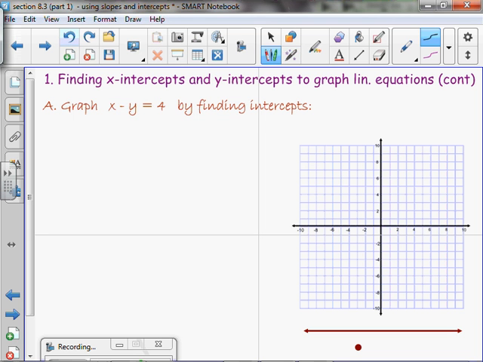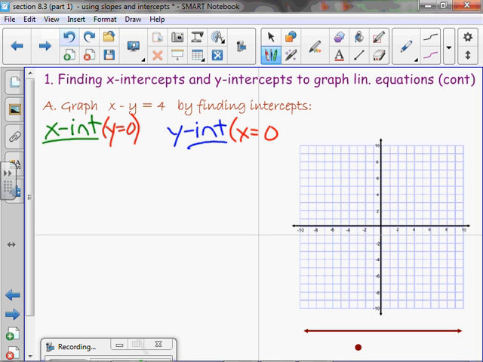Okay? Now I can find my x and my y intercepts, and here's the way I'm going to do that. To find the x-intercept, I know that my friend y has to be equal to 0. To find my y-intercept, I know that my friend x is going to have to equal 0. And then I'm going to go from there.